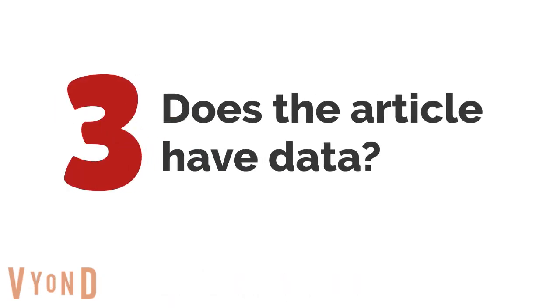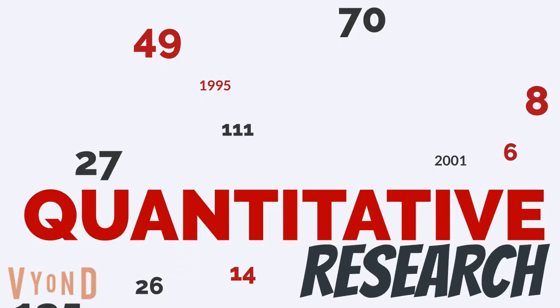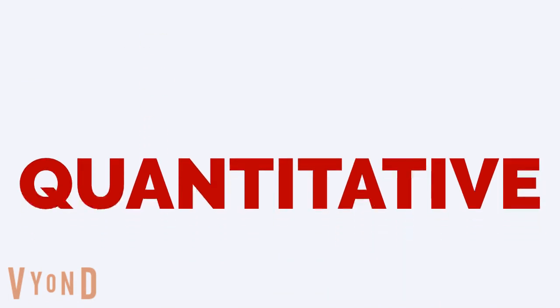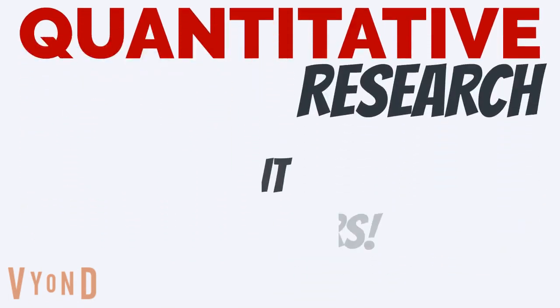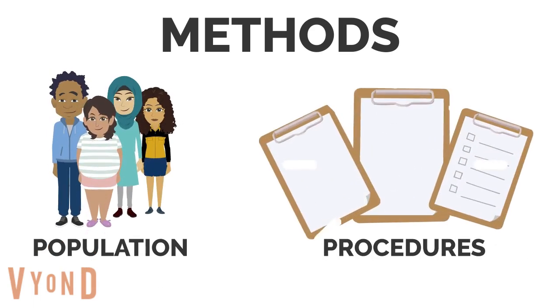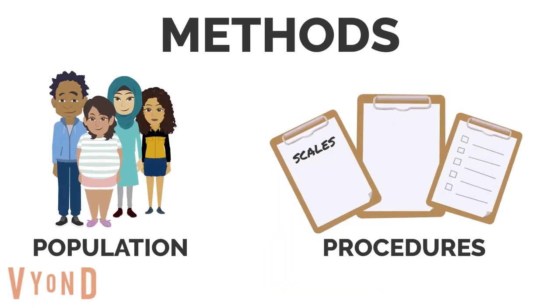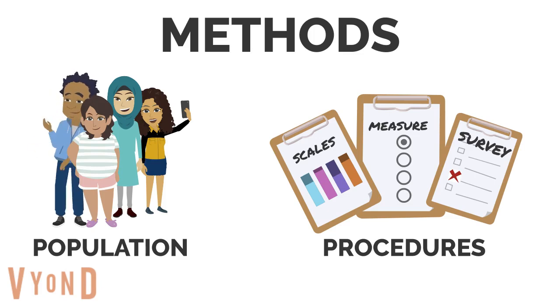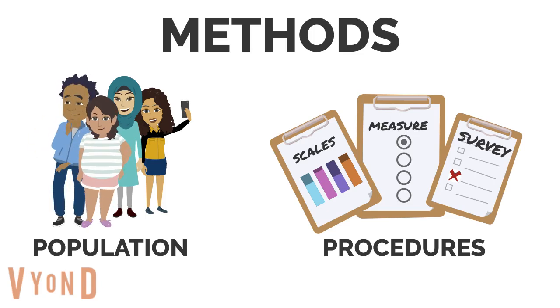The third thing to find out is if your article contains quantitative research. Quantitative research gathers data and performs statistical or computational analysis. The method section will help you determine who or what was studied and how they were studied. Your population needs to match across all 3 articles. They should share one commonality, such as college students, romantic couples, or adolescents.